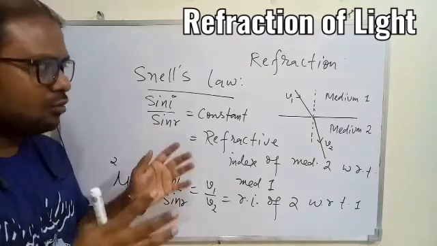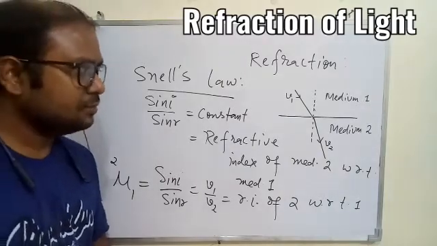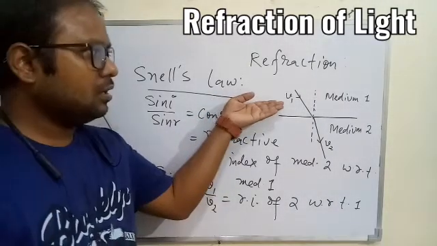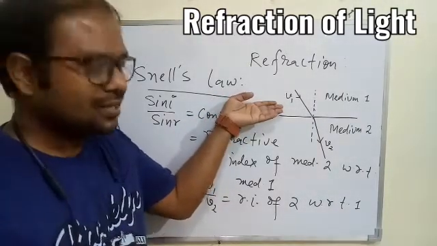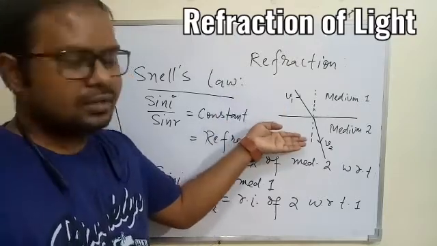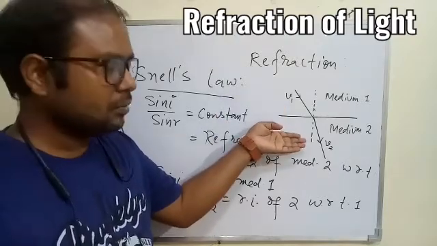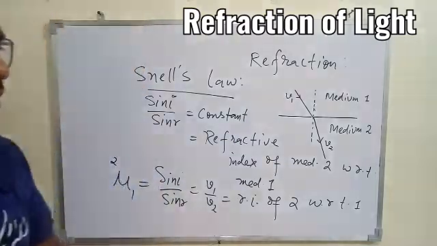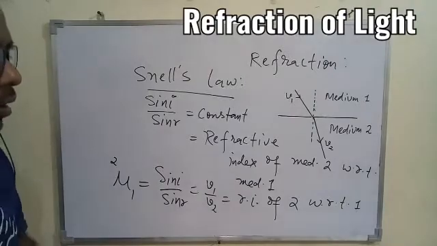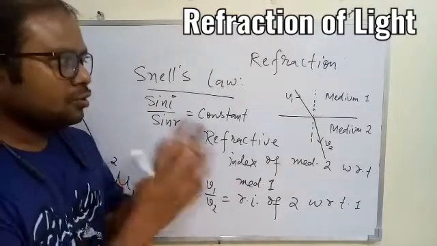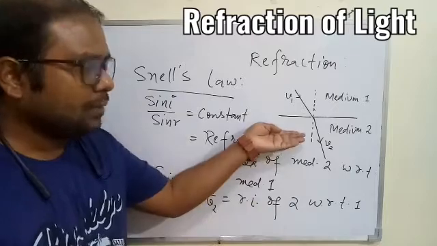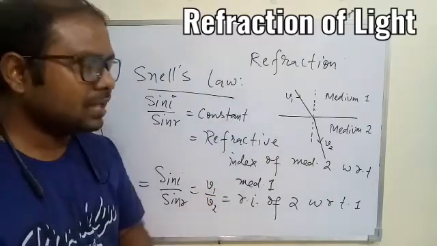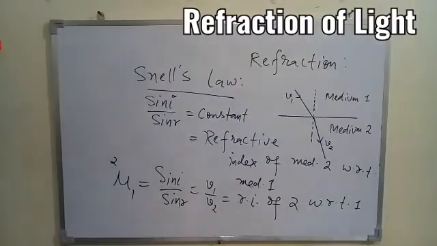Now one more thing to take care of: how to decide which is medium 1 and medium 2. The medium in which we take the incident ray will be the first medium. The medium in which we take the refracted ray will be the second medium. That is how we decide medium 1 and medium 2. Whenever we talk about the refractive index of any medium, it is always with respect to some other medium, and that medium can be anything.